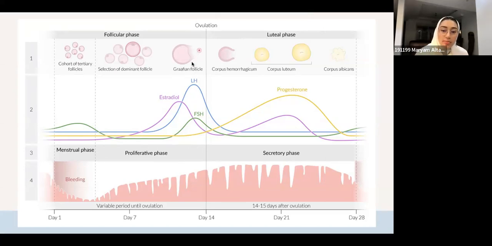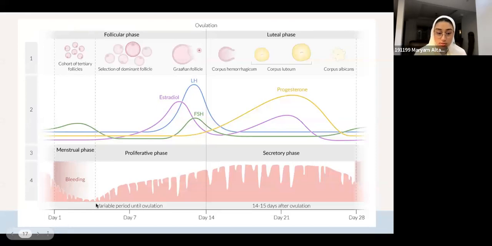If that doesn't happen, you get your corpus albicans from your degrading follicle, your granulosa and theca cells, and menstruation happens. If it does happen, your corpus luteum is maintained by beta-HCG, and then pregnancy continues. And so this is what it looks like in terms of the actual endometrium. If fertilization doesn't happen, you get shedding of the uterine lining, and this is the beginning of our follicular phase.